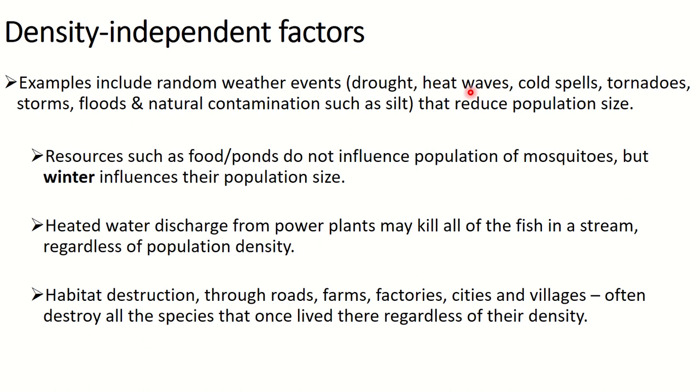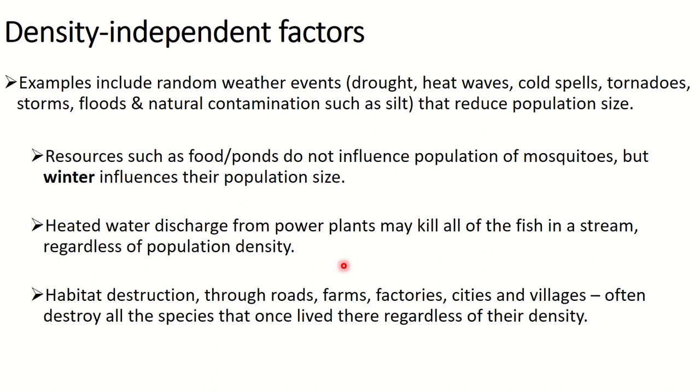Examples include random weather events, drought, heat waves, cold spells, tornadoes, storms, floods, and natural contaminations such as silt or pollution, for example, that reduce population size. Resources such as food and ponds do not influence population size of mosquitoes, but winter influences their population size. That's a very good example. So the density of organisms in ponds and their food is not influenced by the number of mosquitoes you have, but as soon as the temperatures get too cold, then the population dies off.